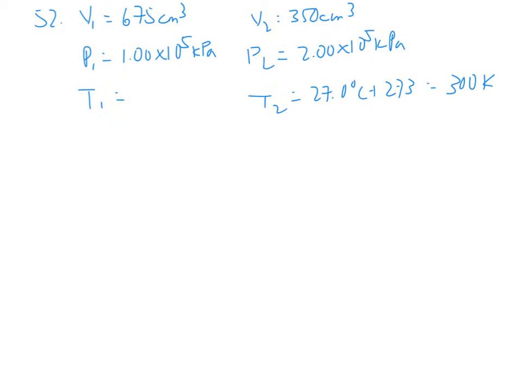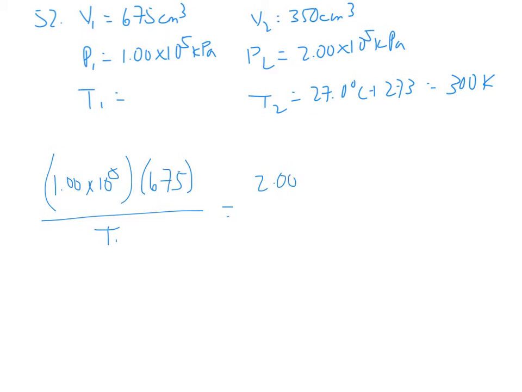So on 52, I've written down all the numbers they've given me and labeled each one, and I'm being asked to find the initial temperature, or T1. So again, if I set up P1 times V1, or V1 times P1, whichever way you want it, and divide by T1, it should be equal to P2 times T2, or times V2, I'm sorry, over T2, which is 300 Kelvin.